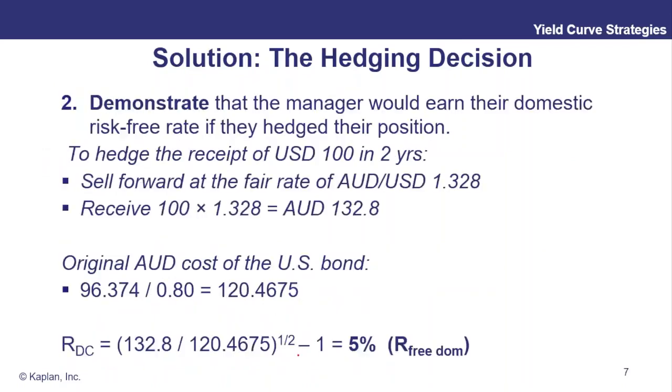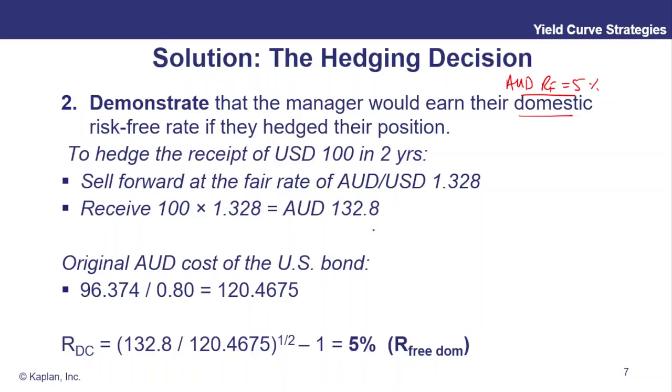Moving on to the second part of the question, demonstrate that the manager would earn their domestic risk-free rate if they hedged their position. Of course, we've got an Aussie investor here, and the Aussie risk-free rate is 5%. This is the whole idea with covered interest rate parity. It says that high interest rate currencies should be at a forward discount. If they're at a forward discount, then when you sell these high interest rate currencies forward, the discount on the forward exchange rate offsets any interest rate differential, meaning that all investors get their domestic returns, which is only fair on a hedged foreign currency deposit because you're not taking any extra risk.